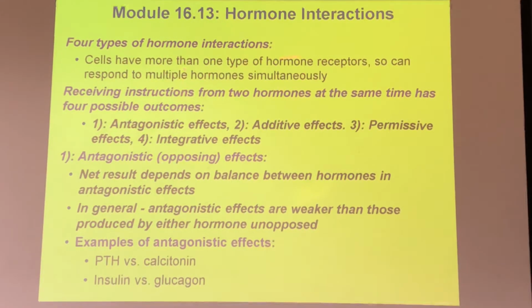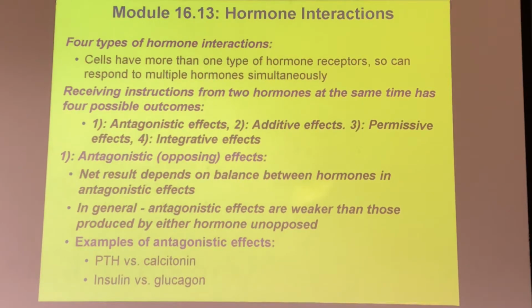Two hormones at the same time have 4 possible outcomes. One is called antagonistic, when they have opposite roles. Additive means one hormone adds up to the second hormone and has an additive effect. Permissive means one hormone is needed for the second hormone to act, and then integrative means they have integrated effects.